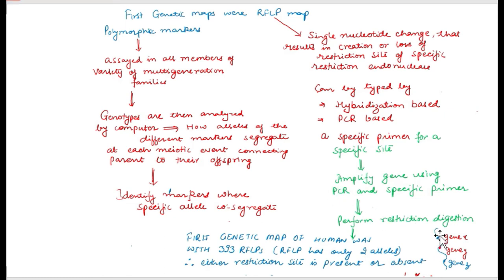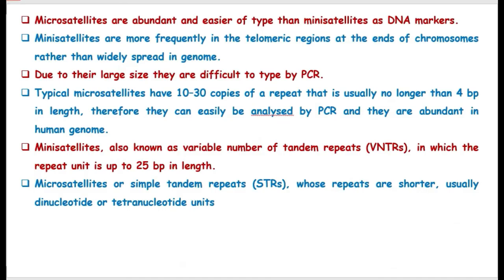And then these restriction sites can be marked on the chromosomal DNA, as we saw for the other markers which were assigned positions on the chromosomal DNA. These were polymorphic. They could be assayed in all members of a variety of multi-generation families. Then genotypes were analyzed by computer, to see how alleles of different markers segregate at each meiotic event, connecting parent to their offspring. Then markers were identified where specific alleles co-segregated. So this was the basis of creation of the genetic map.